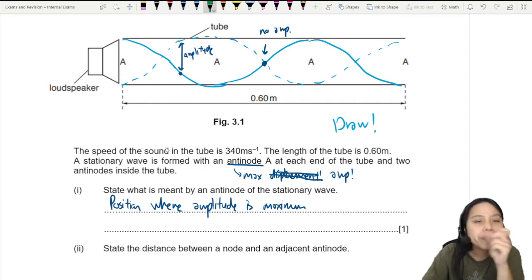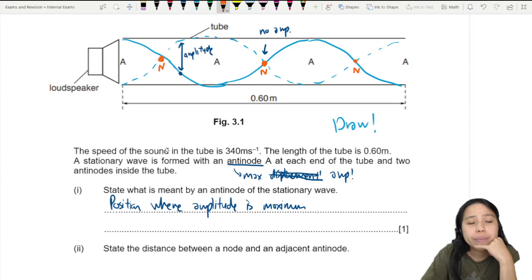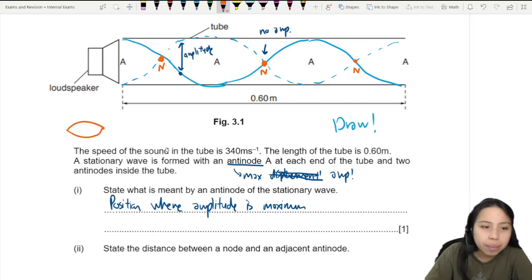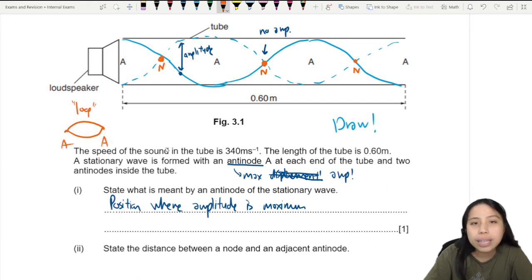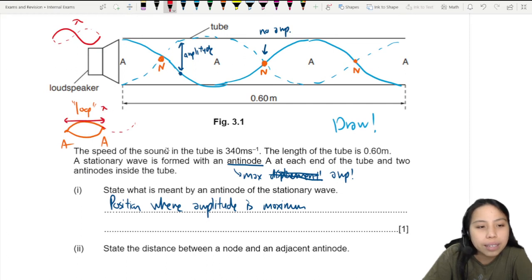So let's see. Antinode is where? We just said those are the dots with no amplitude. These are the nodes. So we want to find the distance between node and antinode. Okay, let me tell you first. If you see this pattern, this is a loop between two nodes. This loop is half a wavelength, because one wavelength is like this. Okay, this is the wavelength, so the loop is only half. Remember, we have this part also. So here, this distance is lambda over 2.